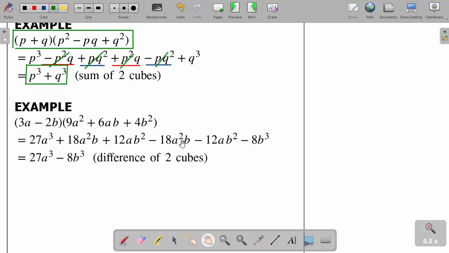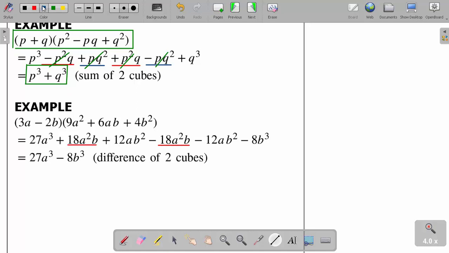And then minus 2b times 9a squared gives us minus 18a squared b. Then minus 2b times positive 6ab gives us minus 12ab squared. What about minus 2b times positive 4b squared? It gives us minus 8b cubed. Let us check for like terms again. If we check for like terms again, we're going to say that now this positive 18a squared b cancels with negative 18a squared b.